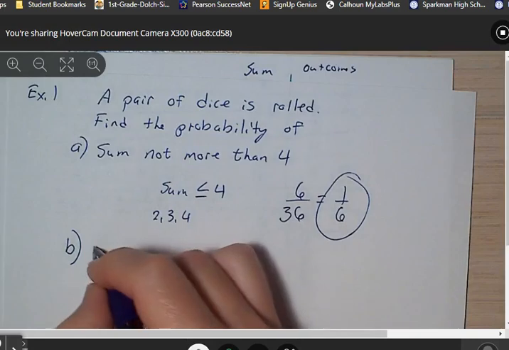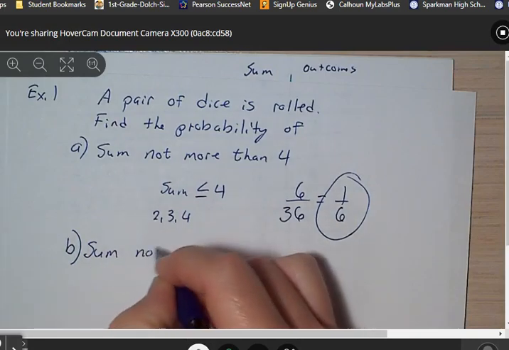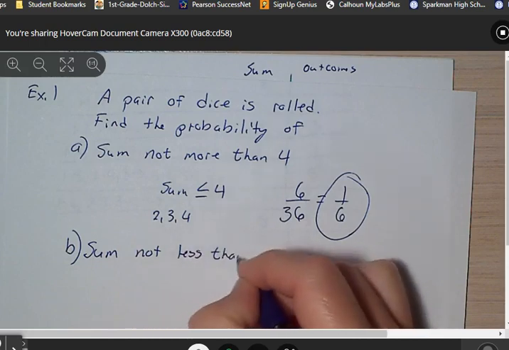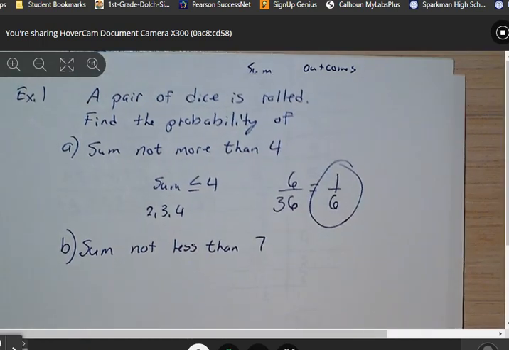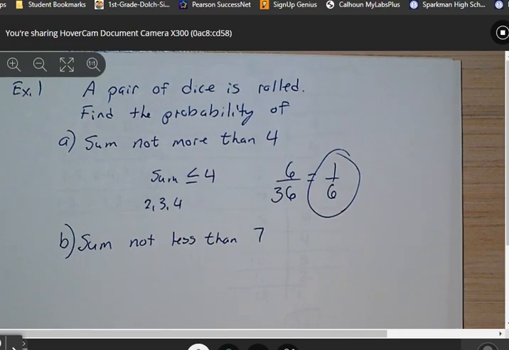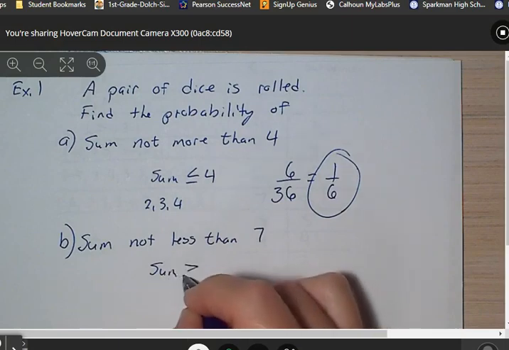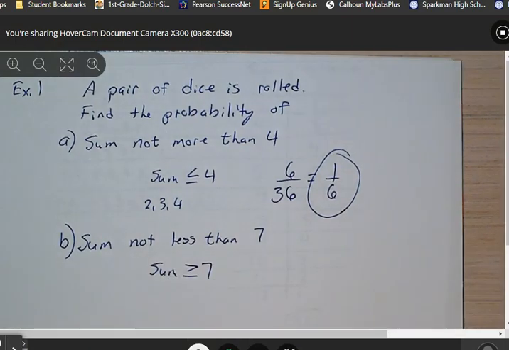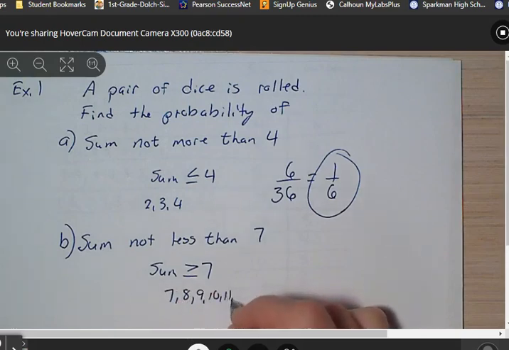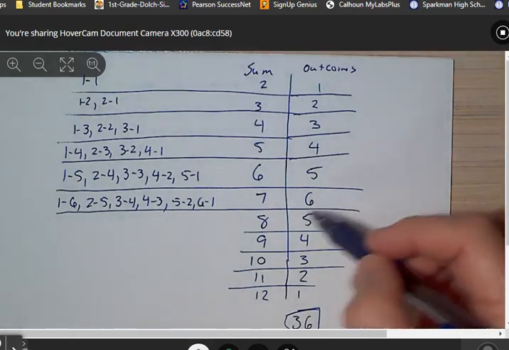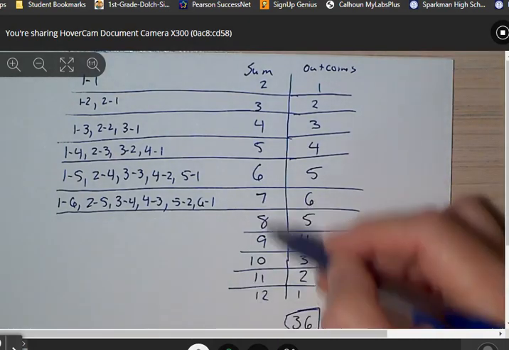All right, so for B, let's say that the sum is not less than 7. Okay, so if it's not less than 7, that means the sum could be greater than or equal to 7. So it could be a 7, 8, 9, 10, 11, or 12. Okay, so that's basically saying that's our sum that we're looking for, from 7 through 12.